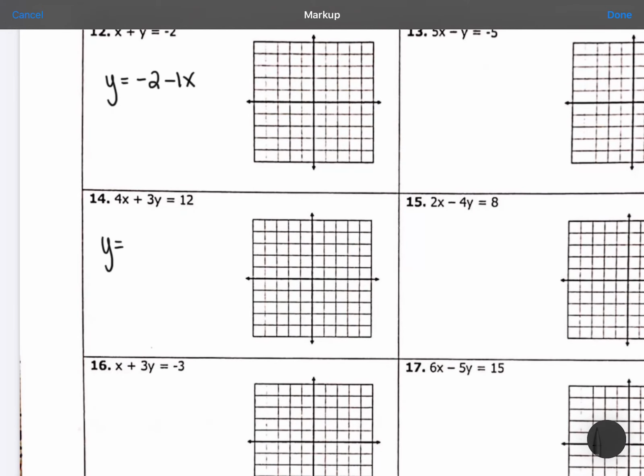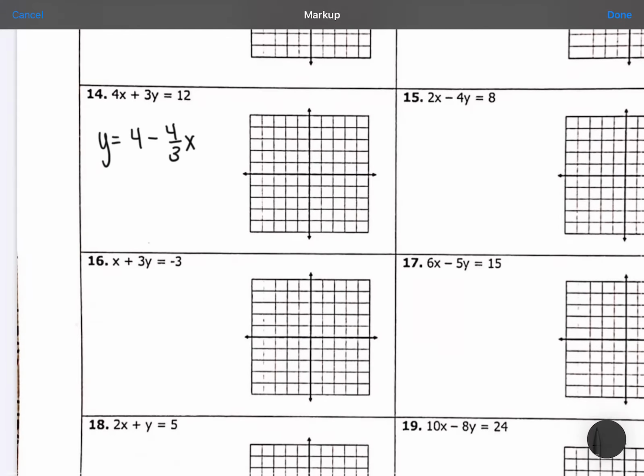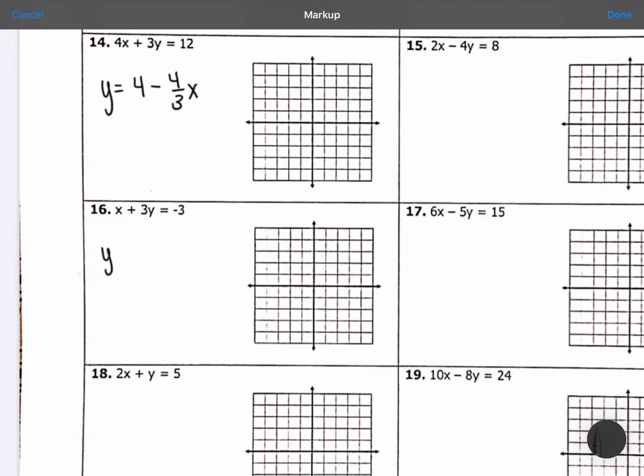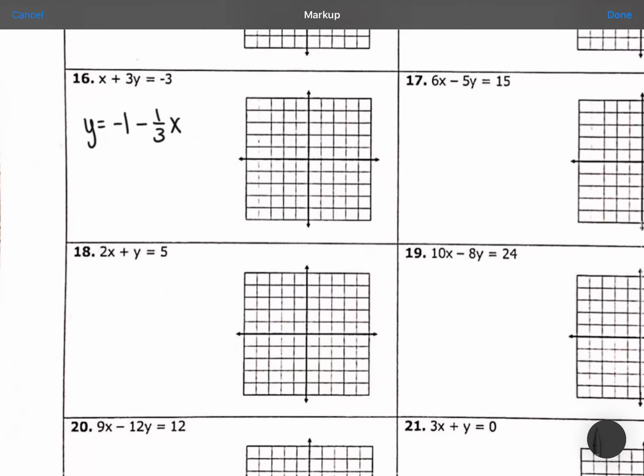Number 4 is going to be y equals 4 minus 4/3 x. So it's ready to be graphed. Number 16 is y equals negative 1 minus 1/3 x. When you solve it, that's what you'll get. Number 18 is y equals 5 minus 2x.